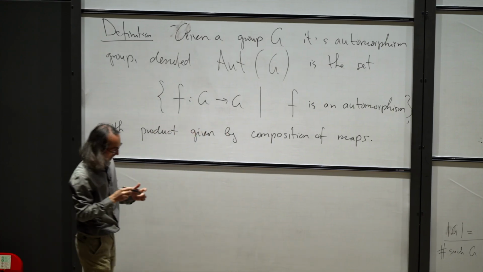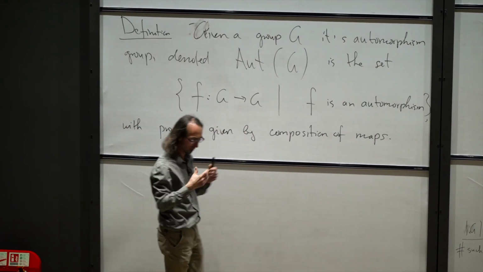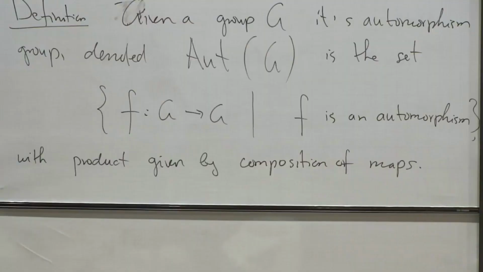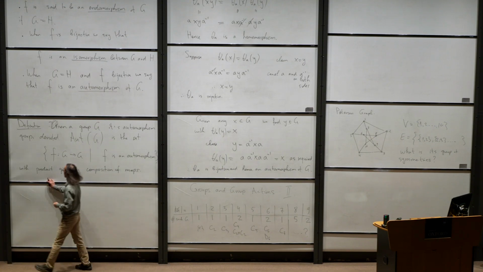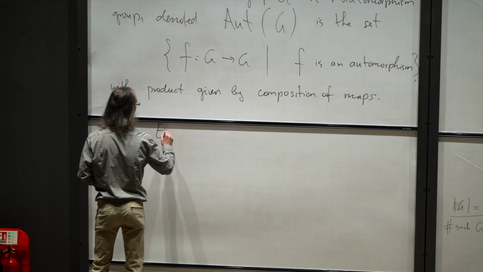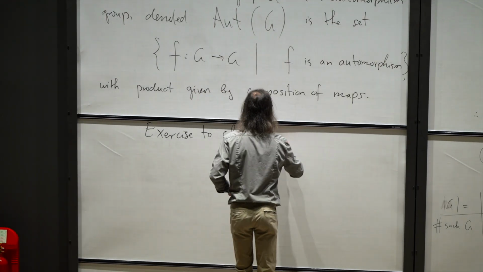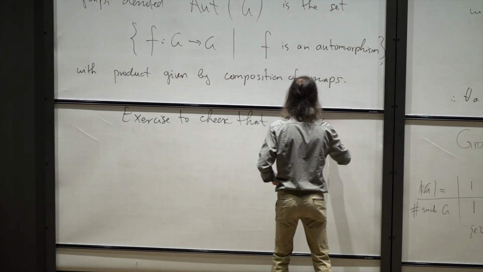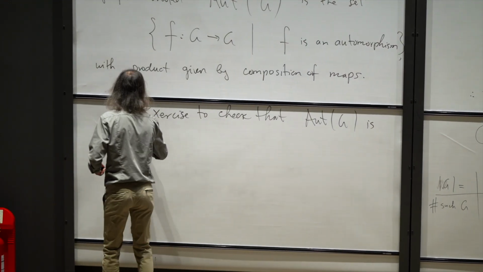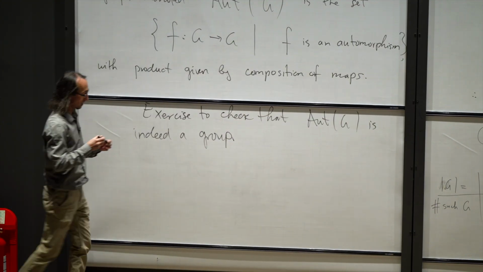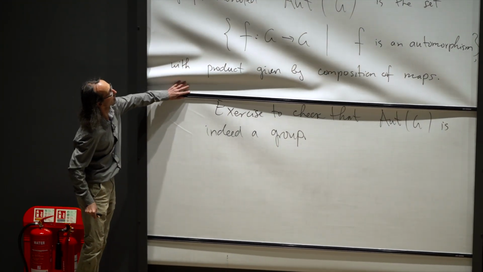Okay. So if you take the set of all automorphisms of a group, and we allow ourselves to compose them as maps, it's very easy to see that Aut G is a group. I'll leave the proof of this as an exercise, to check that Aut G is a group. Okay, this is in the problem sheets. Very easy to access.